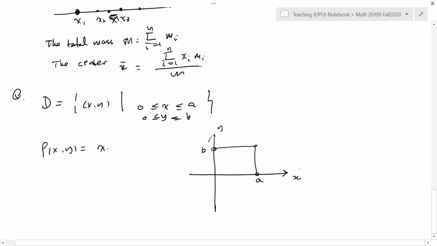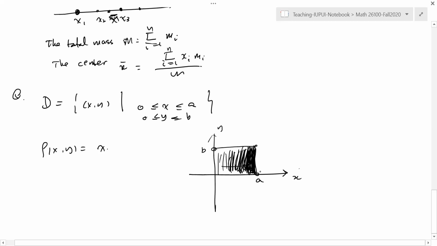If you look at this region, I think it's getting heavier and heavier in that direction, because the density function increases. It's much heavier there. We're going to draw it. So this is the density function.